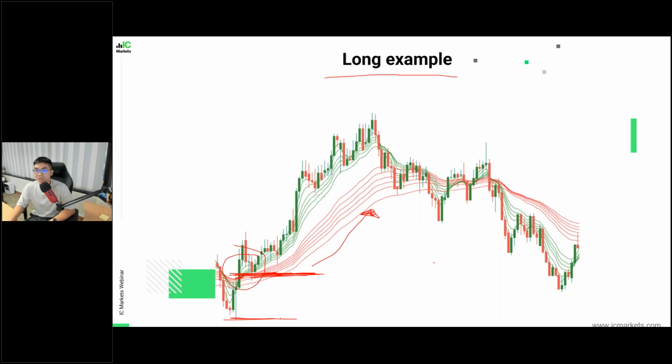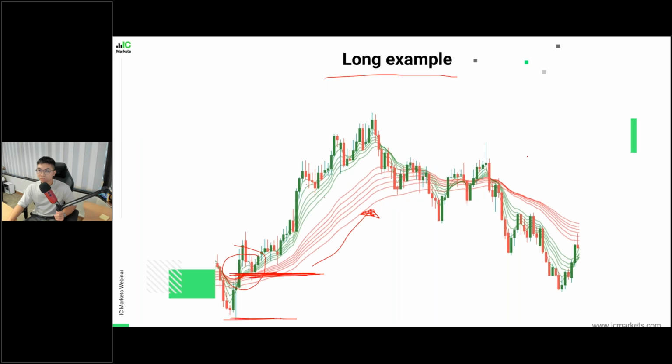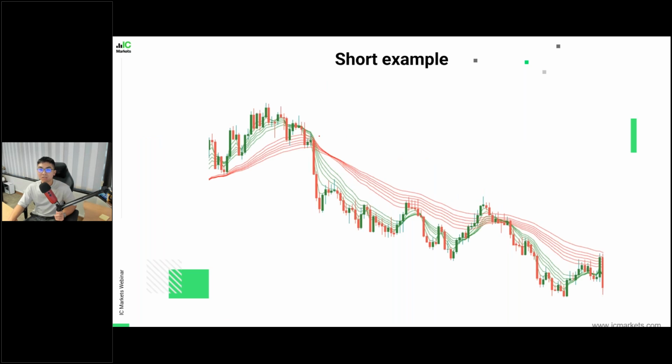Okay, moving back. When the short-term group of moving averages falls below the longer-term group of moving averages, it indicates the possibility of a bearish downtrend. So you just take a look right here. Price crossed over. You just take a short, maybe upon this candle close, who knows? So it's up to you. How do you want to use it in your strategy?